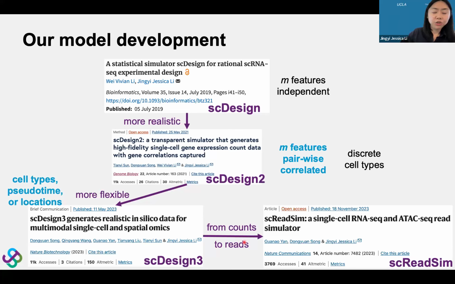So people just summarize reads into counts and start from there. But we think for some low-level tools, they start from reads. So therefore, it would be good if we can simulate reads. So that's the read simulator.